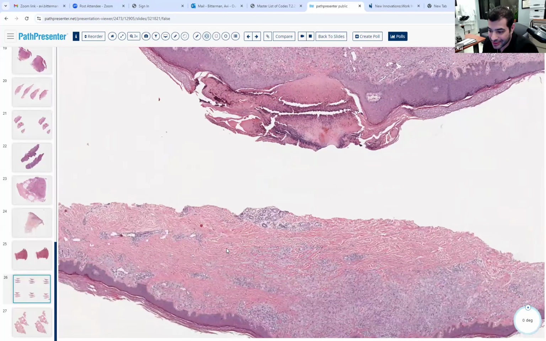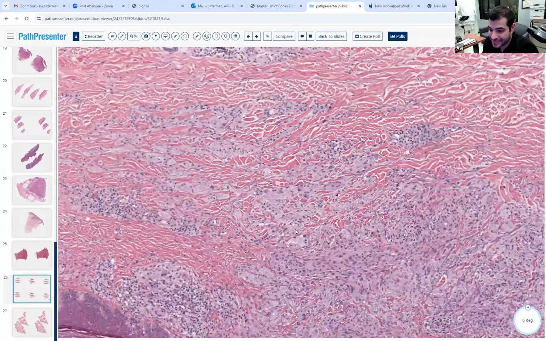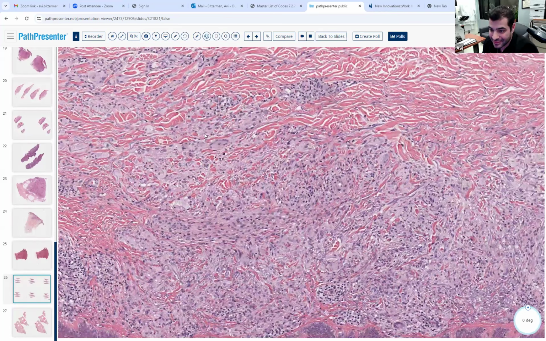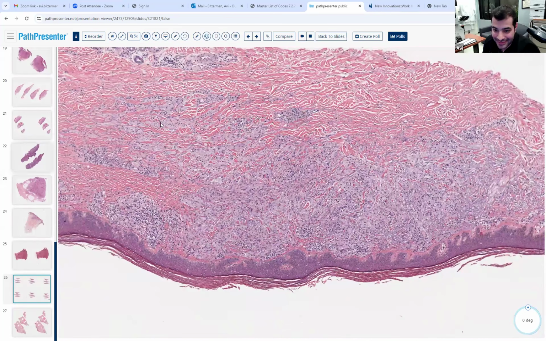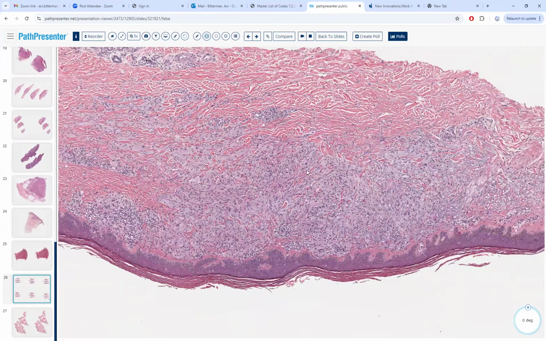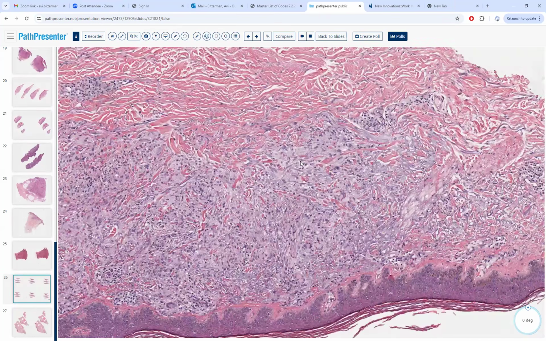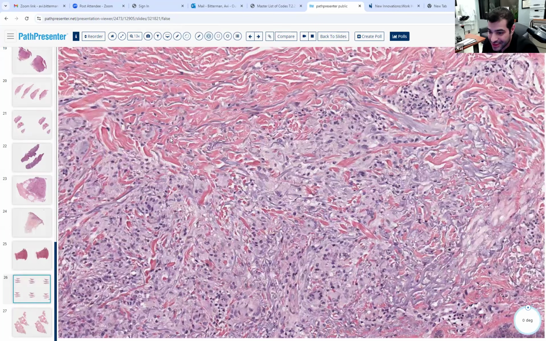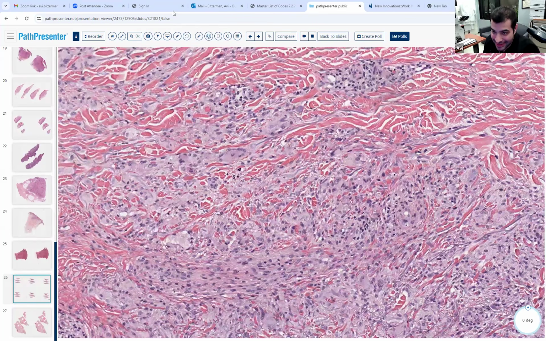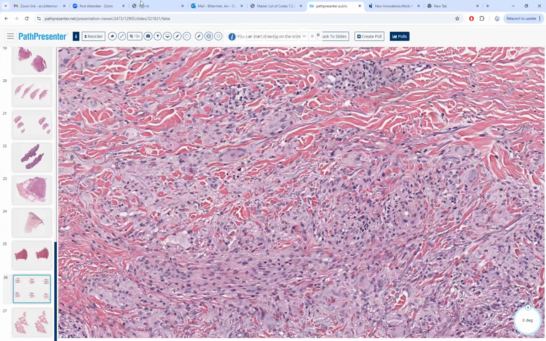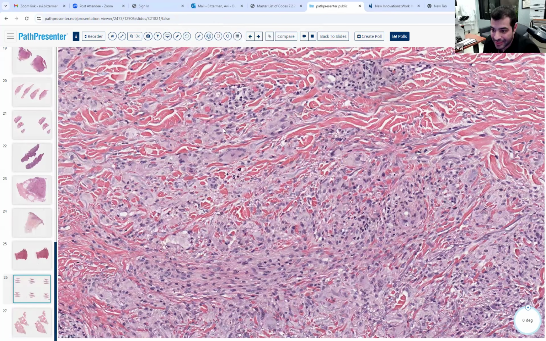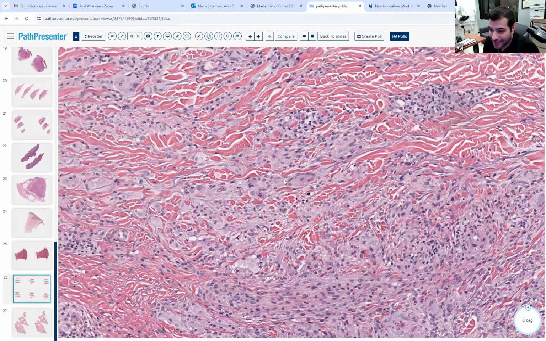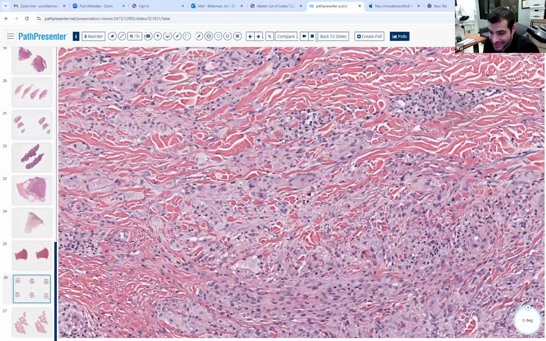What else is going on here? What's all this? Mucin. Well, there's some elastosis. There's also some histiocytes, right? Look at this. It's not letting me draw. Okay. Histiocytes, right? Interstitial.